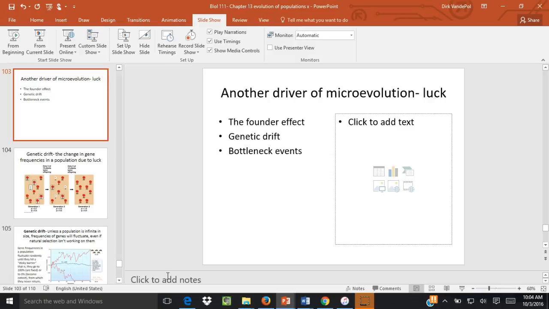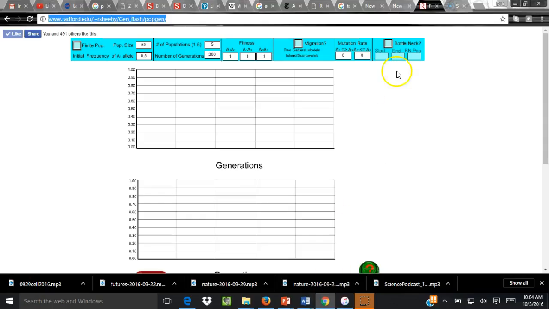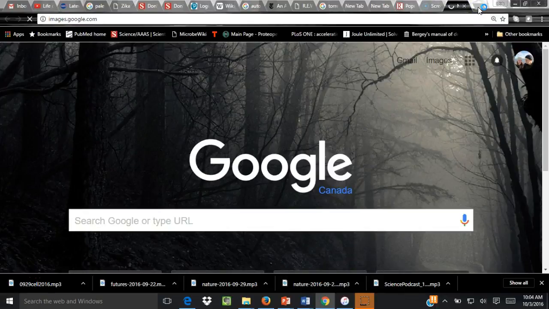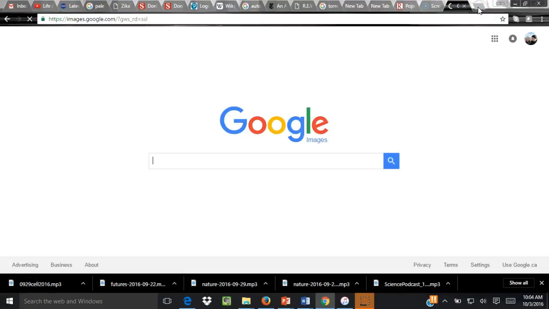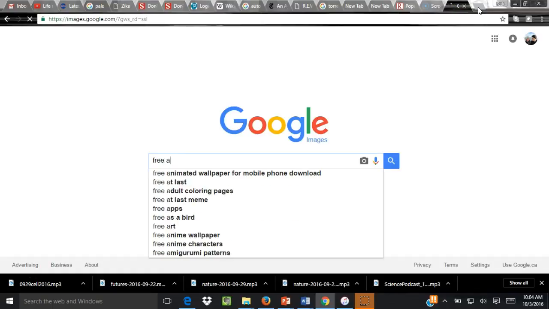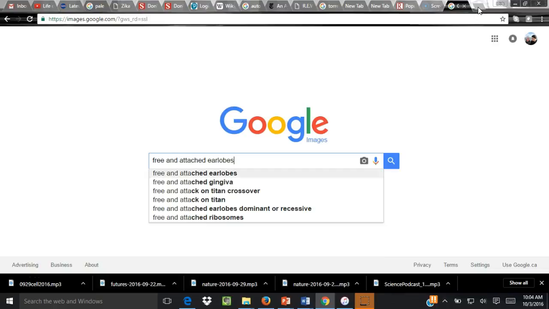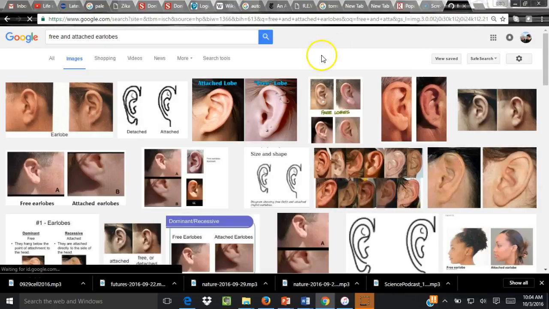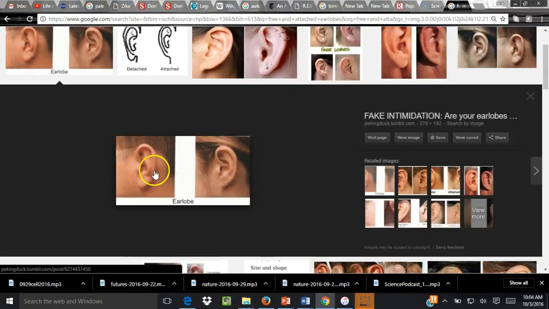So the example I used was free and attached earlobes, and I don't have a picture of free and attached earlobes, but we can pull one up. Google image, good old Google image, my second favorite website. Free and attached earlobes, booyah. Okay, so there it is. You got your free earlobes, you got your attached earlobes. There's your free earlobe, there's your attached earlobe.